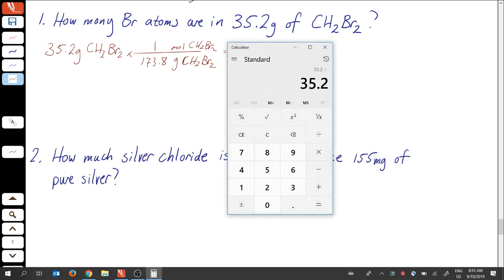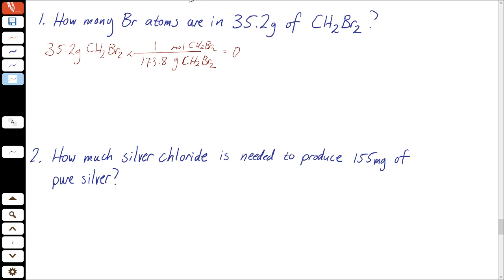So 35.2 divided by 173.8 is 0.203, and that's moles of the compound. So now from moles of the compound, we just need to use the ratio of atoms, the moles of bromine per compound, and then get the atoms by multiplying by the 6.02 times 10 to the 23rd. So we could actually do this all in one step, but break it up just for clarity.